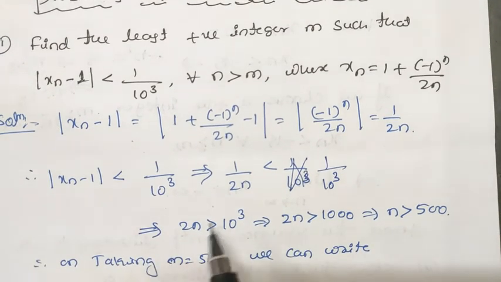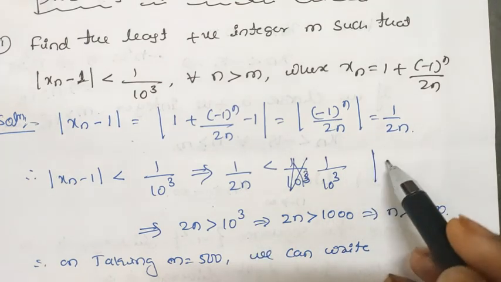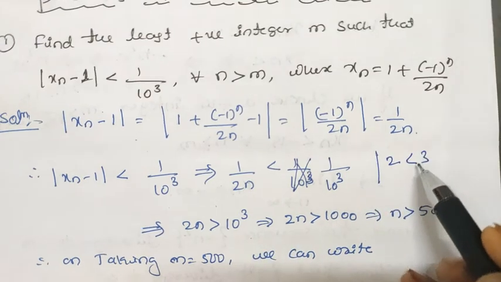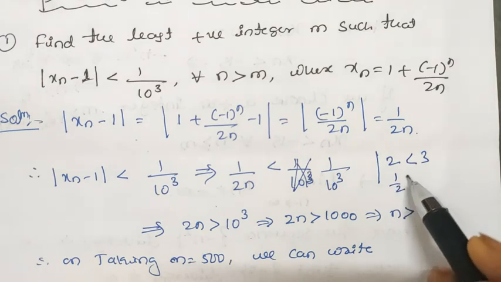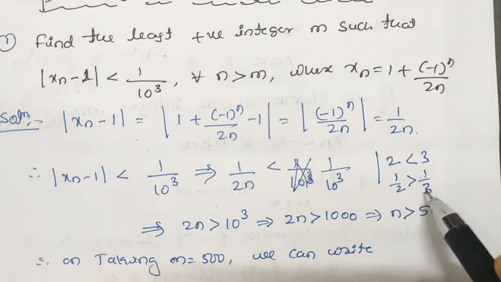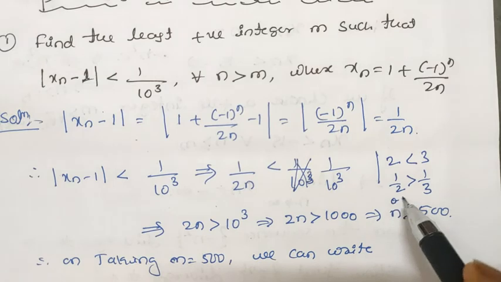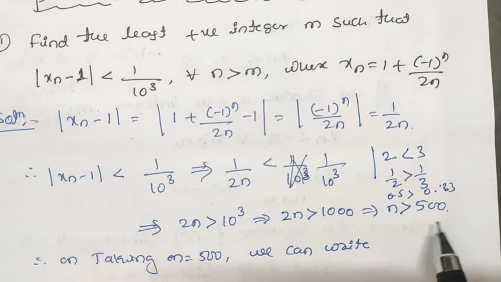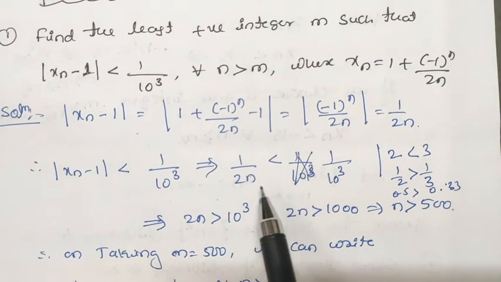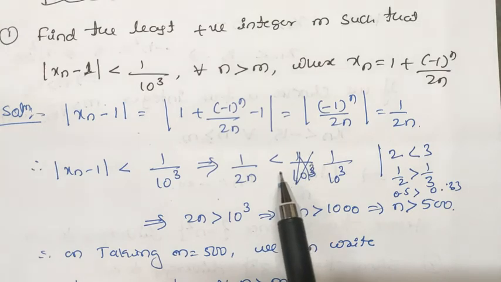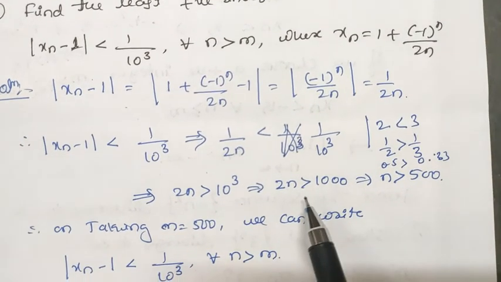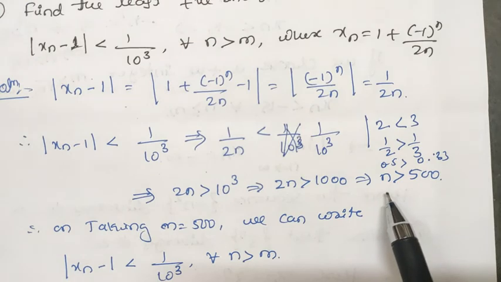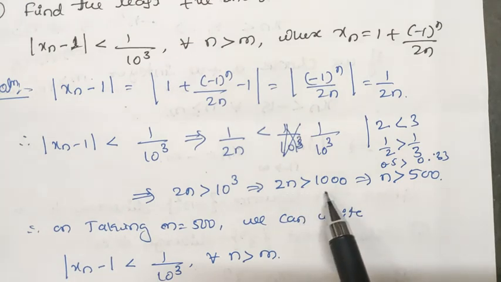If you take the reciprocal, it becomes 2n greater than 10 cube. I have told you this many times: 2 is less than 3, but if you take reciprocals, 1 by 2 becomes greater than 1 by 3, because 1 by 2 is 0.5 and 1 by 3 is 0.333. So 0.5 is greater than 0.33. If you take the reciprocal, the inequality changes: 2n is greater than 10 cube, or 2n is greater than 1000. So n is greater than 1000 divided by 2.